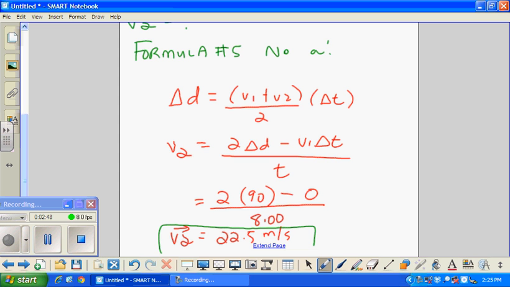And it's fast. But you can imagine going straight downhill for 8 seconds. You're going to pick up some speed. If I put that in kilometers per hour, you're looking at about 70 kilometers per hour. So it's fast, but it makes sense. It's a reasonable number. Okay, so that's example number 2.